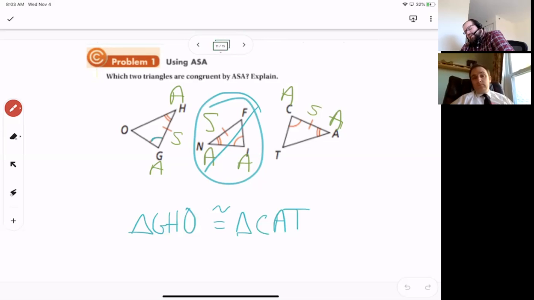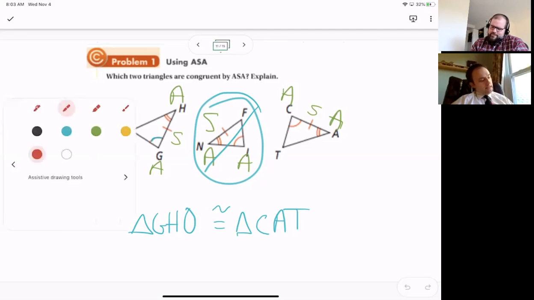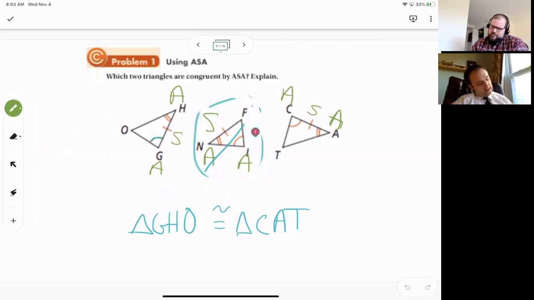The reason that I don't like this problem is because these three triangles actually have another relationship, because we know something about if two angles of a triangle are congruent to two angles of another triangle, then the third angle has to be equal as well, because they have to add up to 180. So if I get rid of this blue stuff I drew, the third angles have to be the same. So we have angle O is congruent to angle F, which is congruent to angle T.